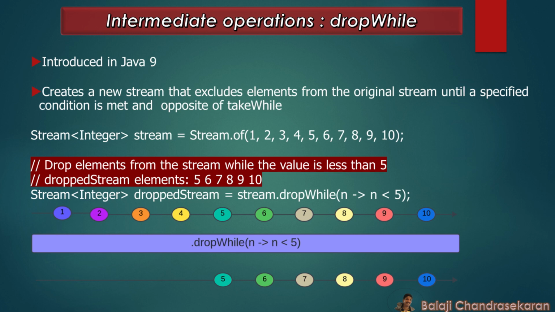The dropWhile method is useful when we want to exclude the elements from a stream until a certain condition is met and include all the remaining elements once that condition is no longer satisfied.